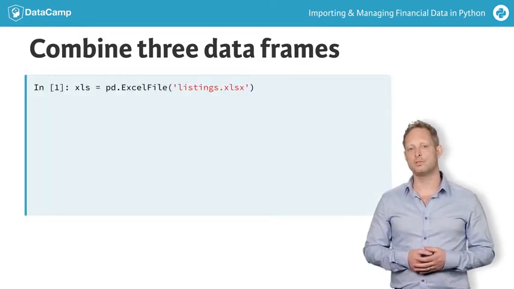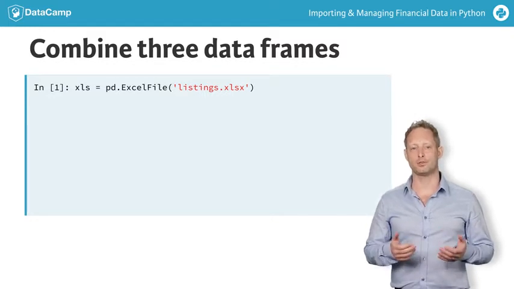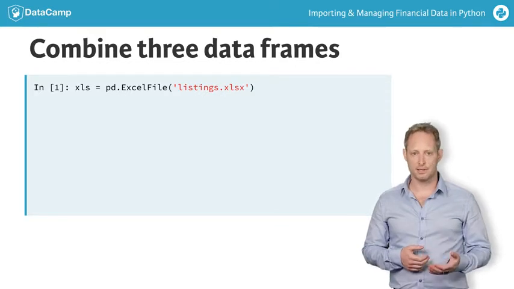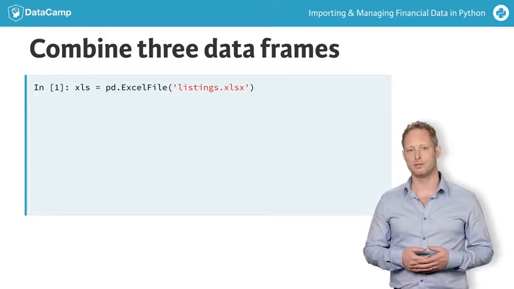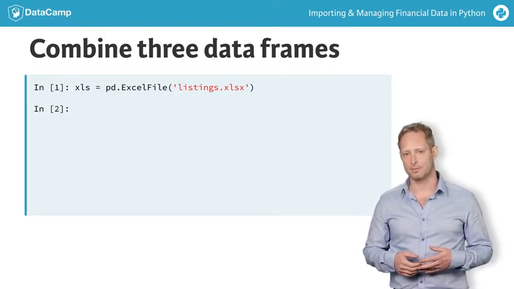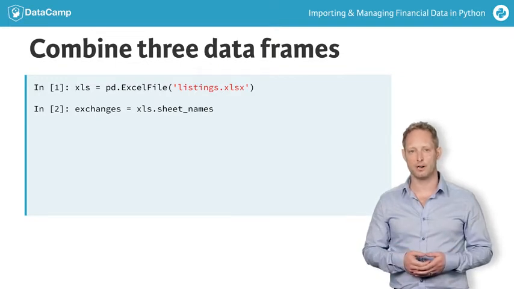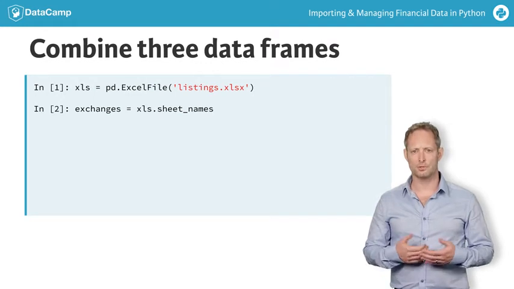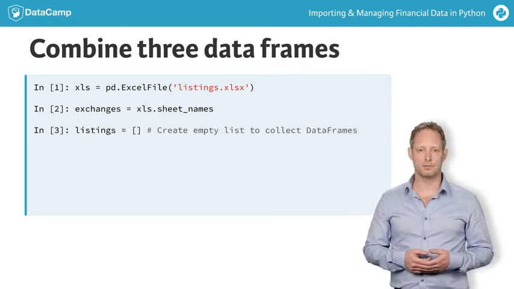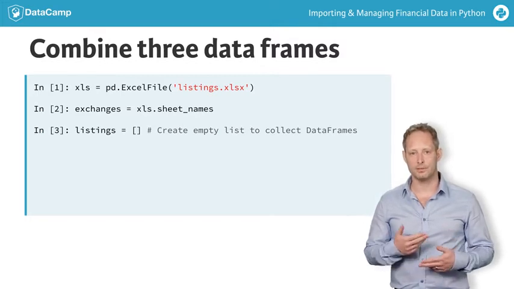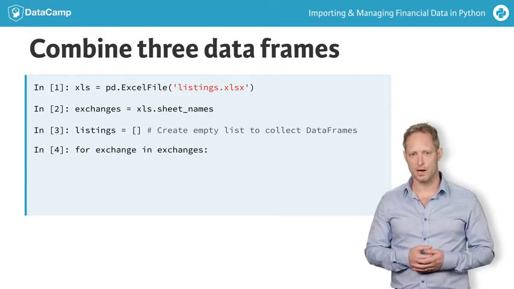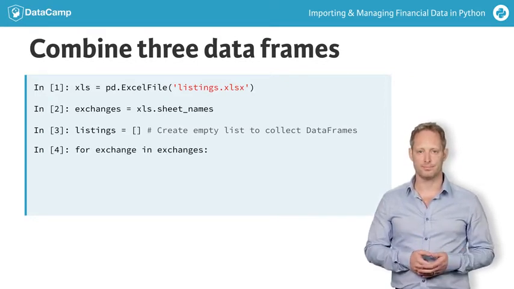First, you can use the Excel file object to obtain the sheet names from the attribute of the same name. Accessing this attribute returns a list with the names of the worksheets. Let's assign this list to a variable called exchanges so that you can later use it in the for loop, so that you can read the 3 sheets. Next, create an empty list to collect the data frames when you iterate over the 3 exchange names. Now you're ready to start looping through the 3 worksheets.